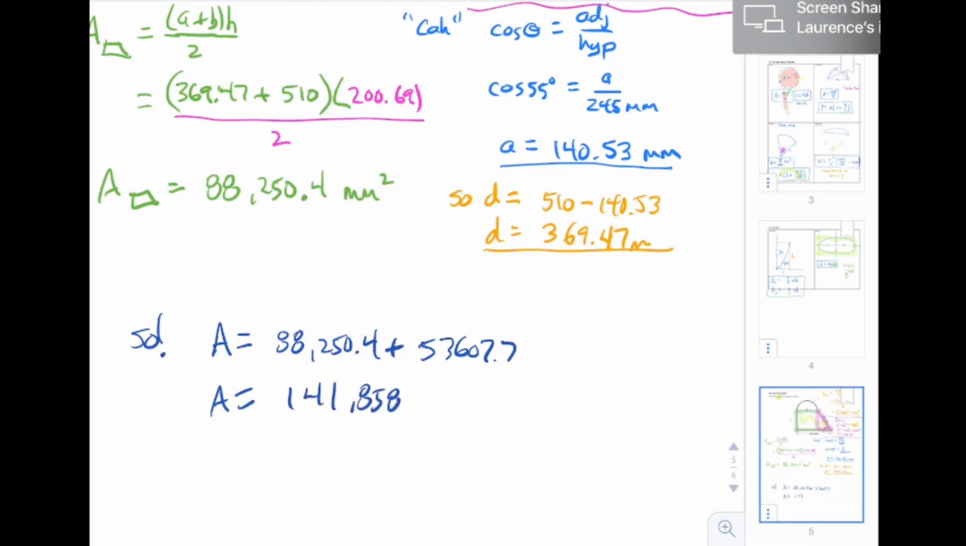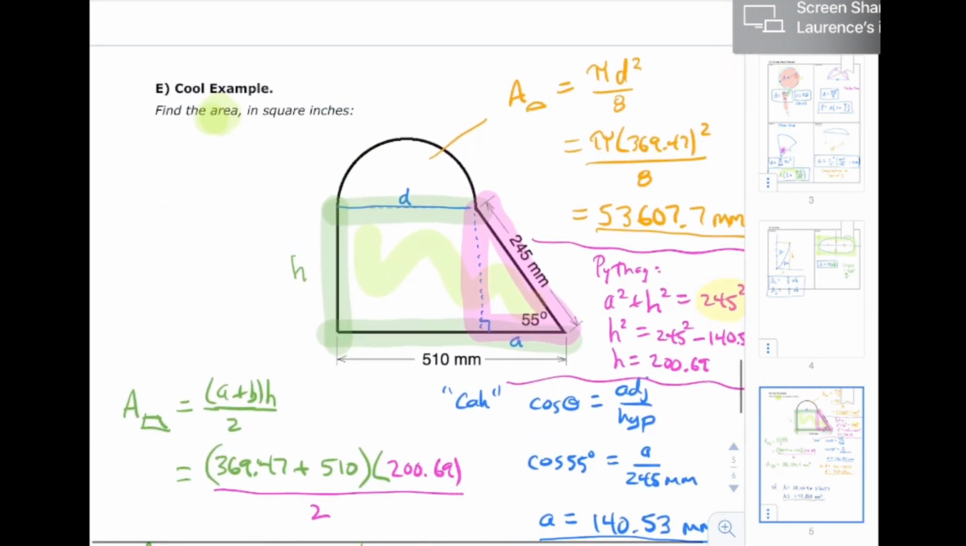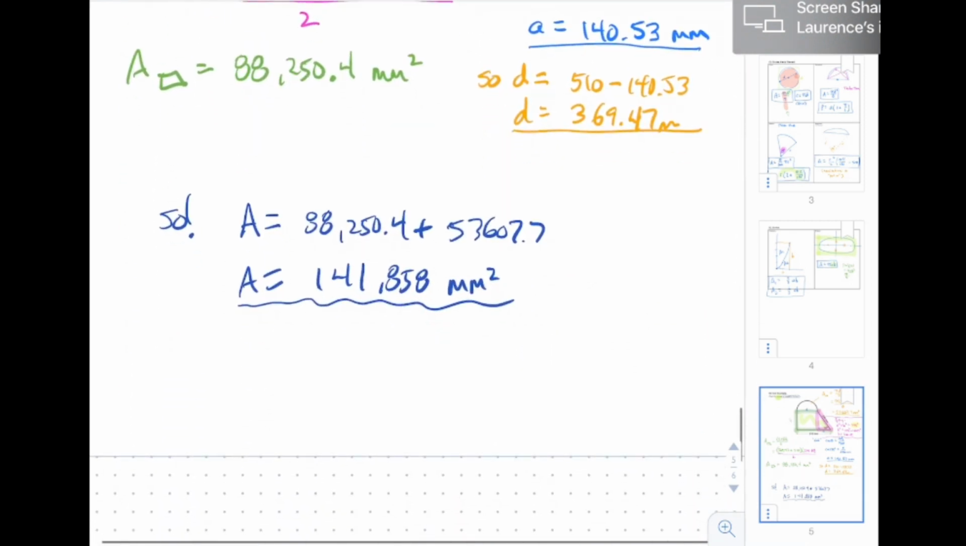141,858, wow, square millimeters. Now, here's a good spot to insert: make sure you always answer the actual question. It said find the area. Yeah. It said in square inches. Oh, square inches. That's not square inches. Got to convert to square inches. So trig is one of the things you need to remember, and unit conversions is another thing you have to remember when you're playing around with all of these areas and volumes and stuff.